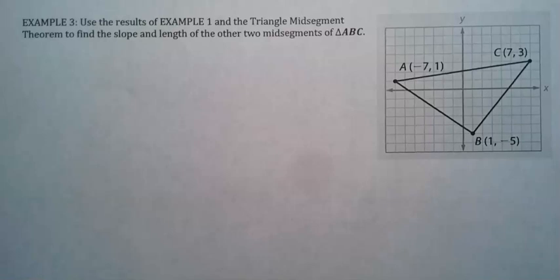Okay, so we're going to use the results of example 1 and the midsegment theorem to find the slope and length of the other 2 midsegments of triangle ABC. Okay, so we get to do this again. We just solved that one, and we had a midsegment in here. Here was what we called D, and then we had 1, 2, 3, 4, -1 was E. So we had this midsegment in there. Now we want to find the other 2 midsegments. Okay, so we can do this.